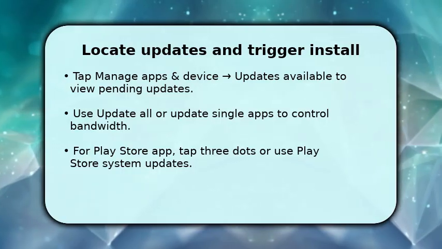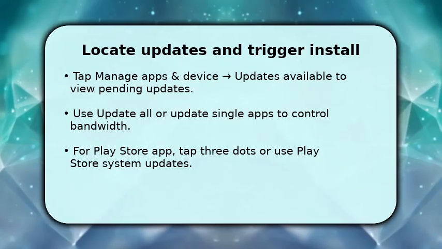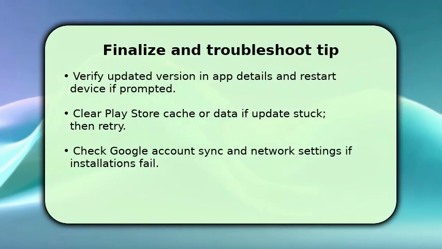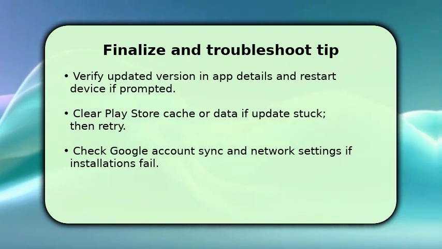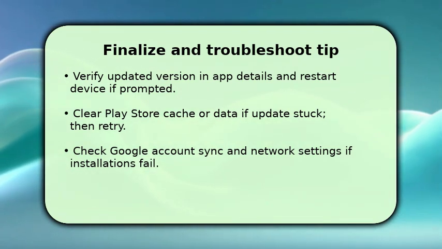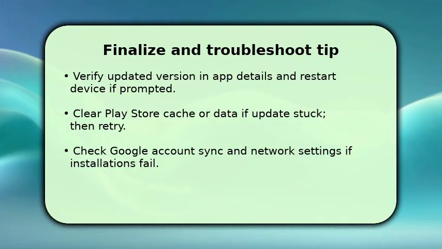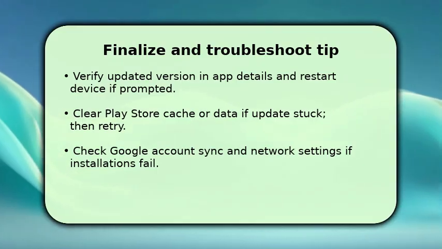To finish, confirm each app shows Open or Updated in Play Store and restart your device if apps request it. If an update stalls, clear cache first. Settings, then Apps, then Google Play Store, then Storage, then Clear cache, then retry. If that fails, clear data or remove and re-add your Google account, but be aware this forces a resync. Finally, ensure background data and battery optimization aren't blocking Play Store.